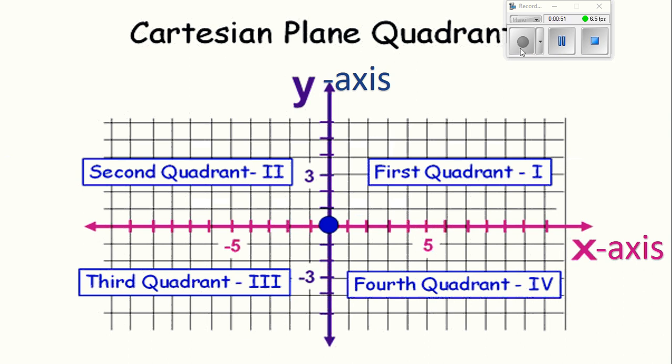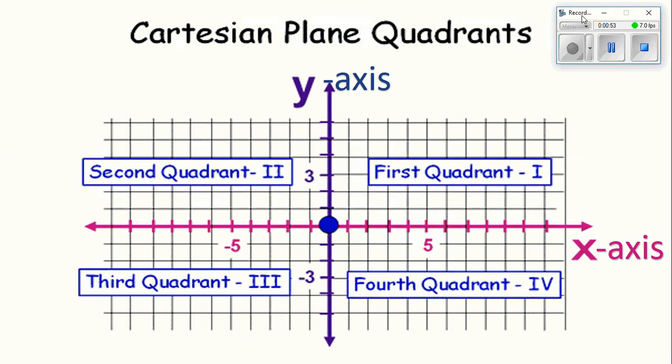Cartesian plane quadrant, as it states here, has four regions: quadrant 1, quadrant 2, quadrant 3, and quadrant 4. They are split up, I should say, by the x-axis and the y-axis. All right? Everything in quadrant 1 is going to be positive, positive. Everything in quadrant 2 will be negative, positive. Everything in quadrant 3 will be negative and negative. And everything in quadrant 4 will be positive and negative.